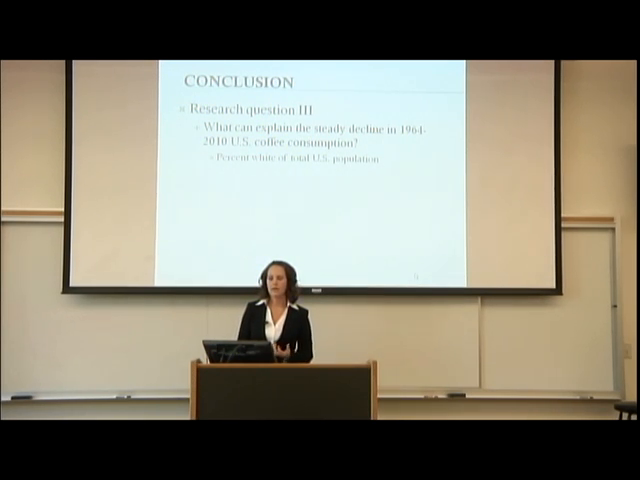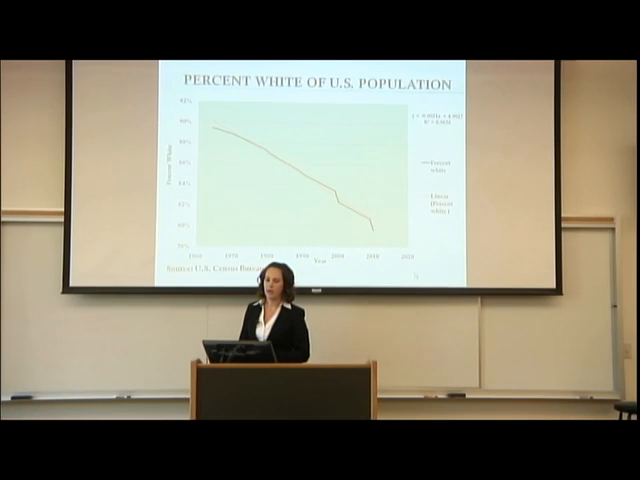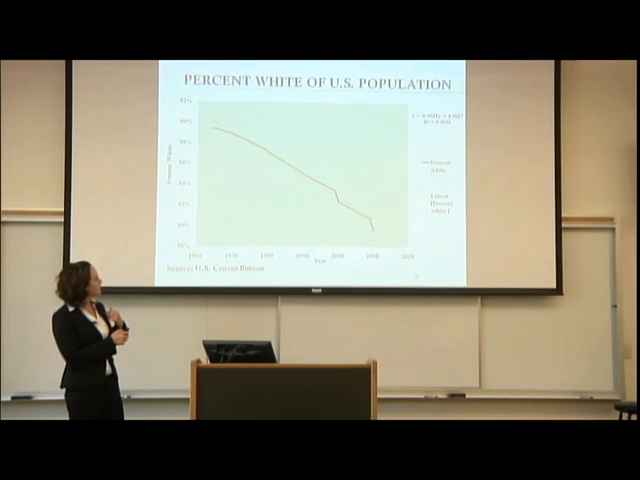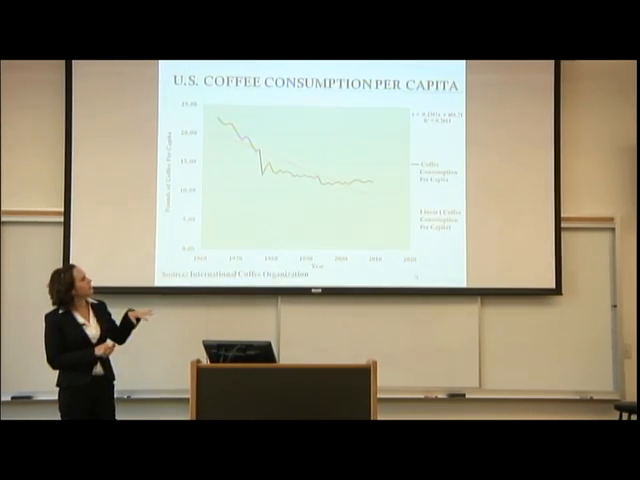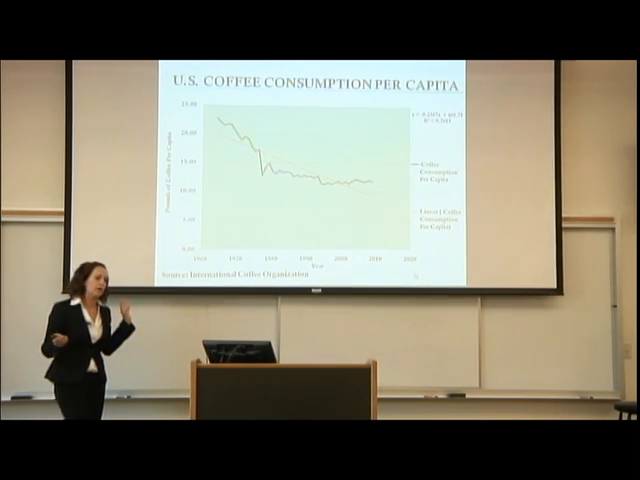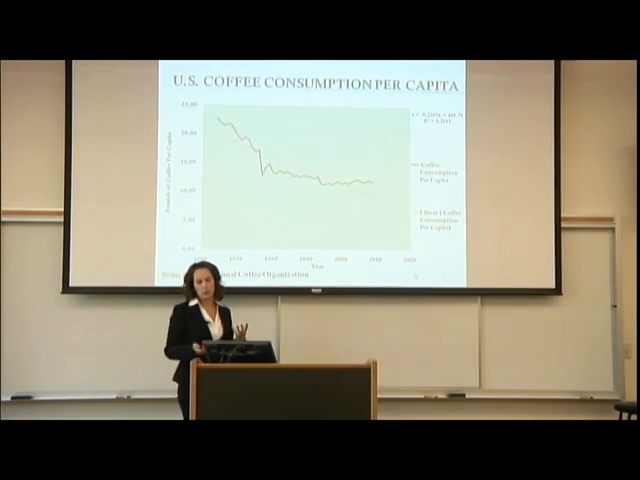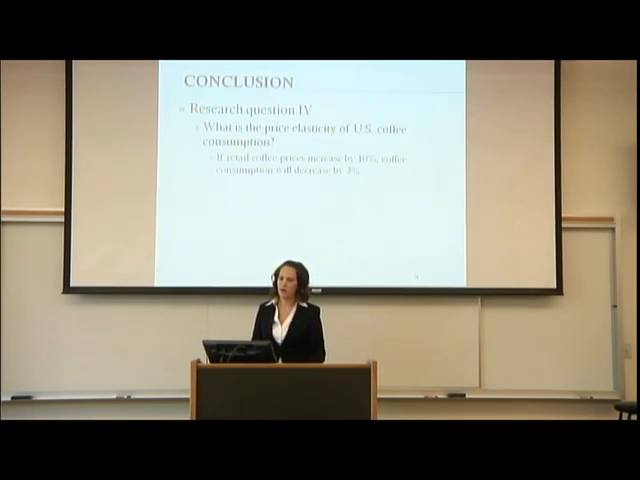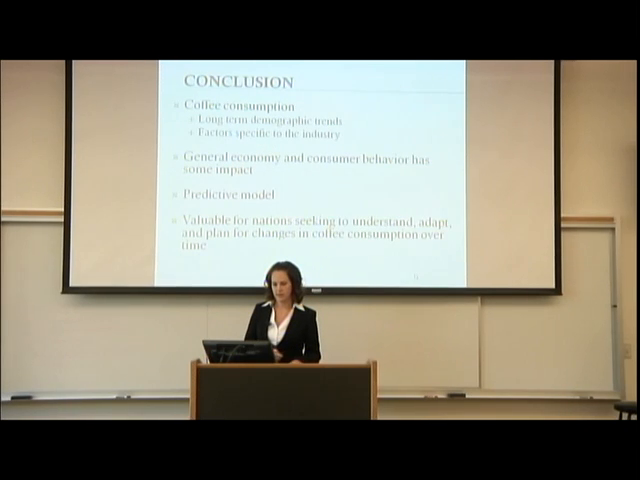And the third question, what can explain this decline from 64 to 2010 in the consumption? And an explanation we found was the percent white of total US population. And you can see the trend going down over the last 46 years, and then kind of back to coffee consumption, seeing both. And the relationship was very highly correlated. So that's how I came up with it can explain the decline. And the fourth question, what is the price elasticity of US coffee consumption? If coffee prices increase by 10%, consumption will decrease by 3%.